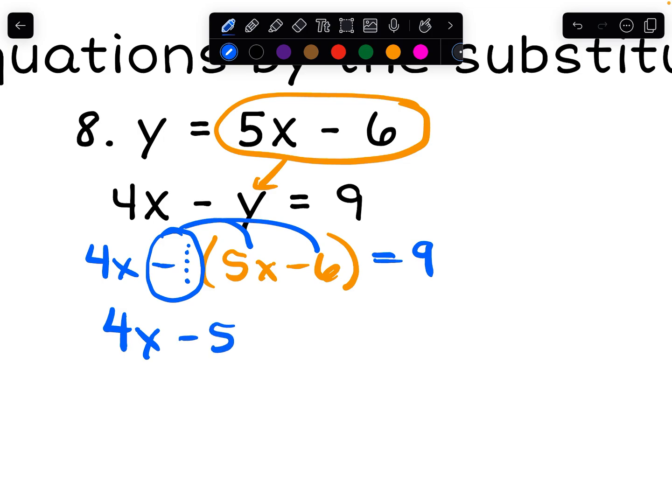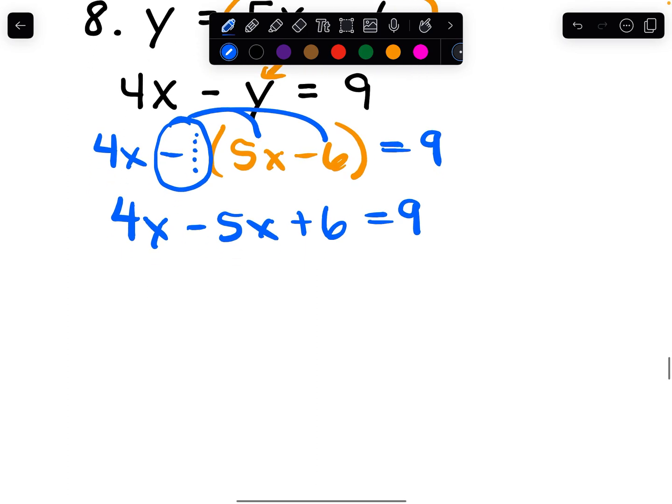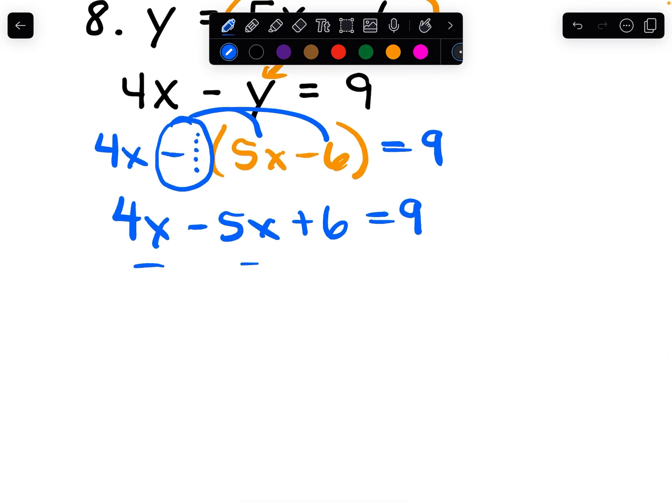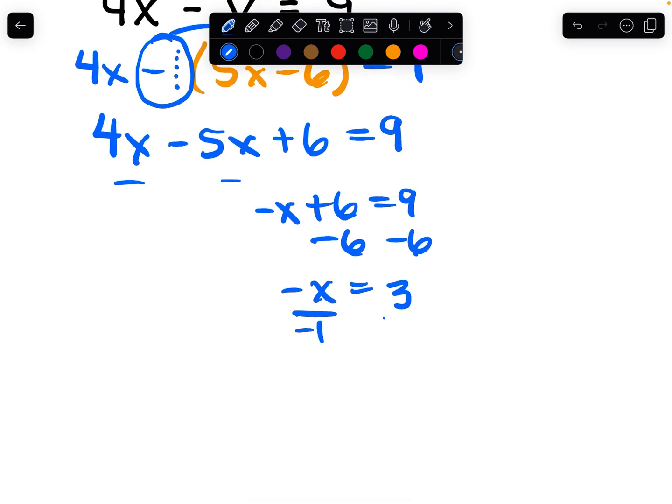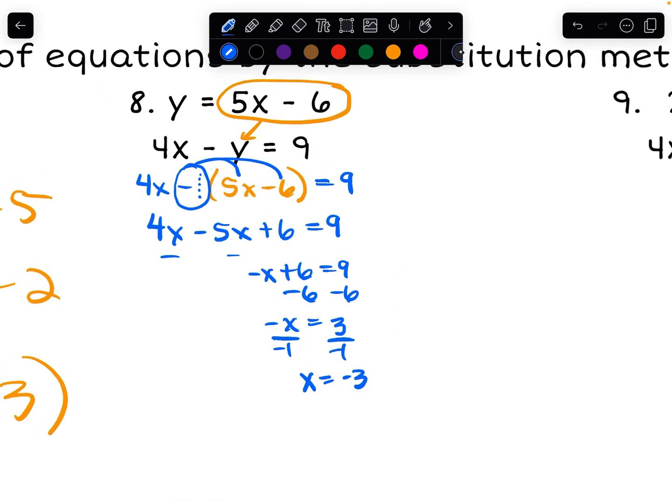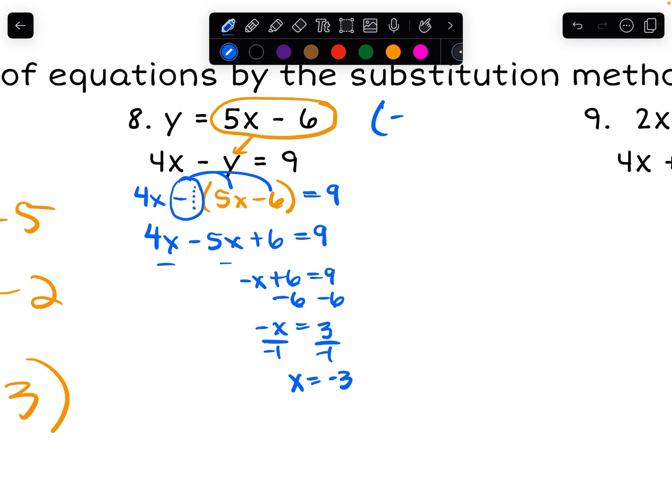So -5x plus 6 equals 9. Okay, I combine like terms and I get -x plus 6 equals 9. I subtract 6 from both sides, I get -x equals 3, because now it's going to be -3. x equals -3. So now I have my x value.